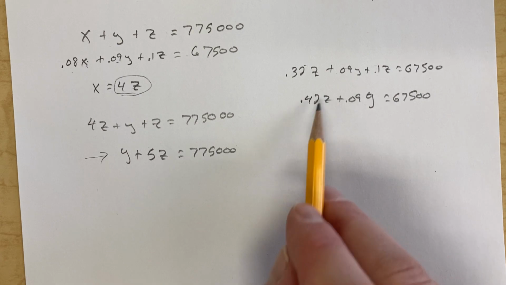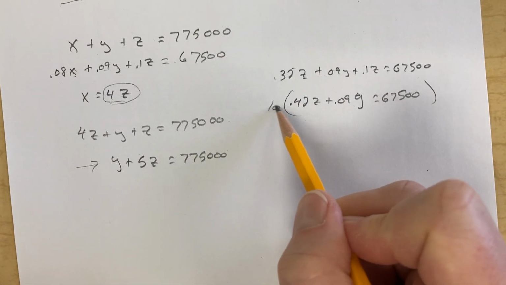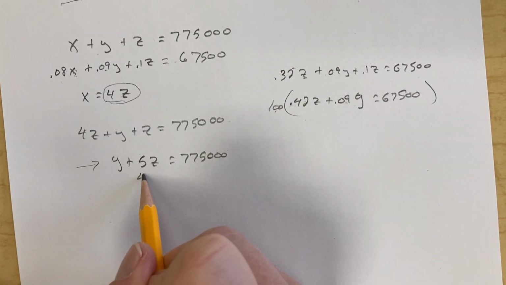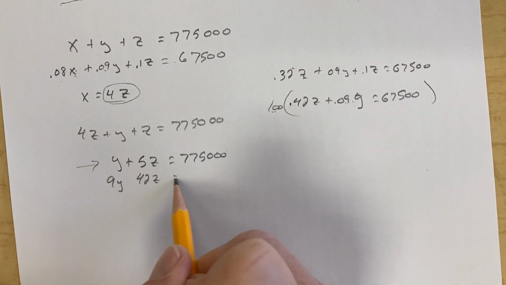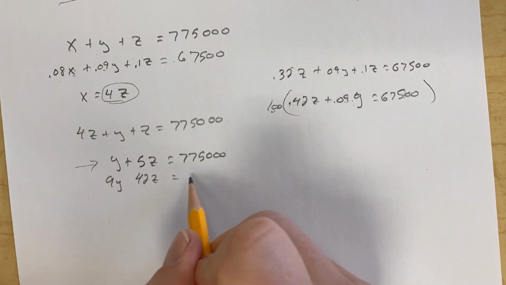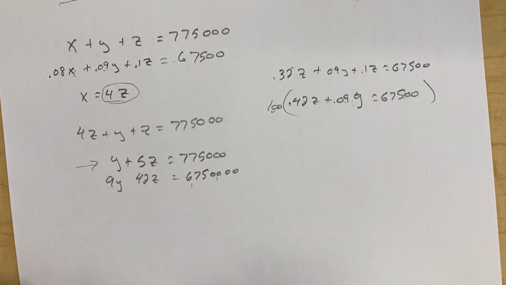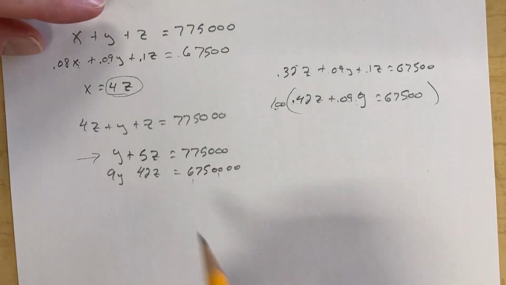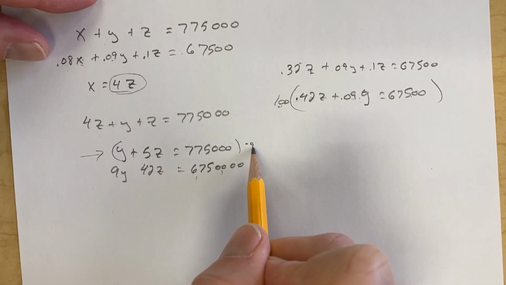Now, what I'm going to do is two things. We're going to flip the Y and Z so that they're the same as this, but we're also going to multiply everything by 100 to get rid of these obnoxious decimals. So 100 times that will give us 42Z, 100 times that will give us 9Y, and then 100 times that will give us 67500 and two more zeros, 6,750,000. All right, here are two equations. They're kind of big and obnoxious, but that is what we're working with, and the best thing to do to solve them would be to multiply by -9.